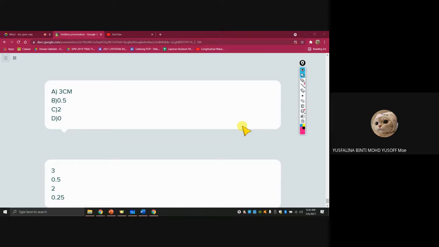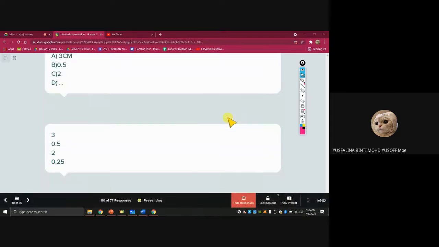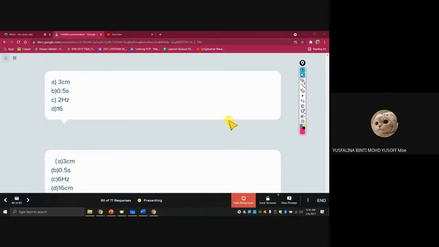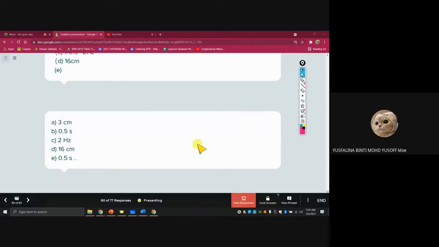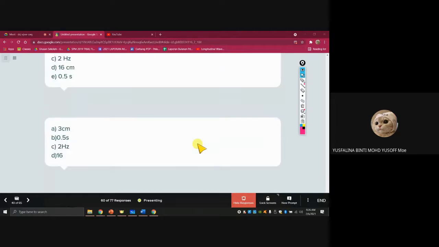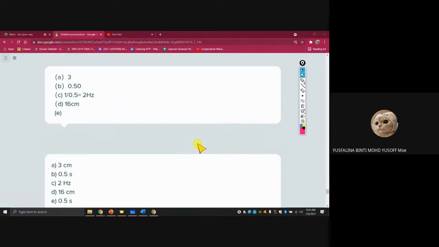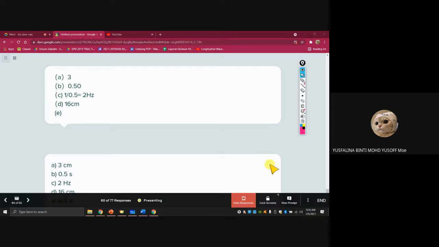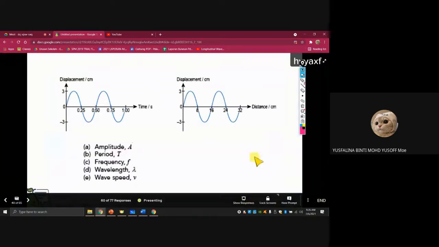Okay, so let's check the answer. I saw some of you got it correct. 0.5, 2 hertz. Some of you got 4 hertz. For the amplitude, you can take either displacement against time or displacement against distance. Both are the same.